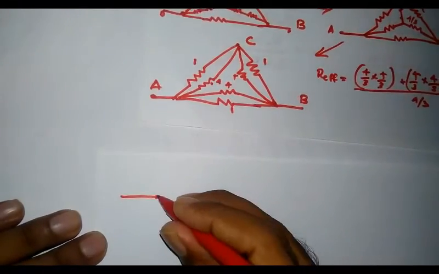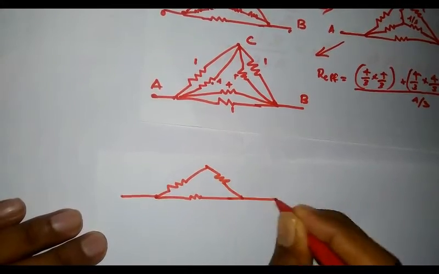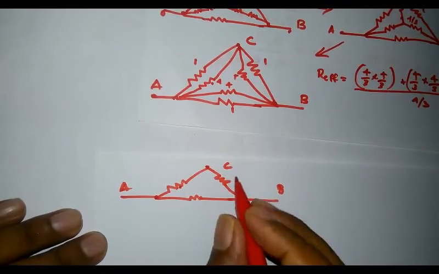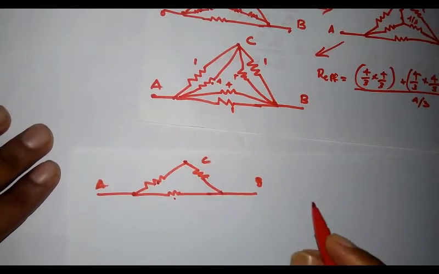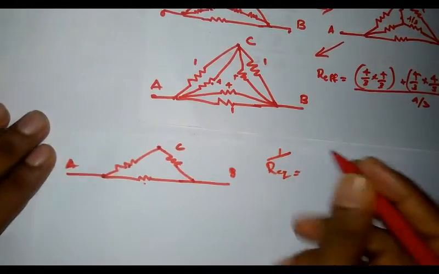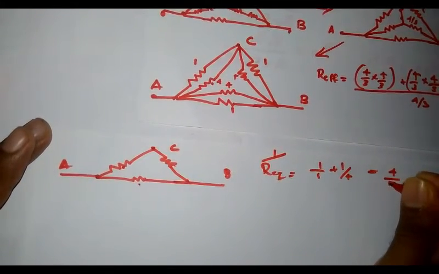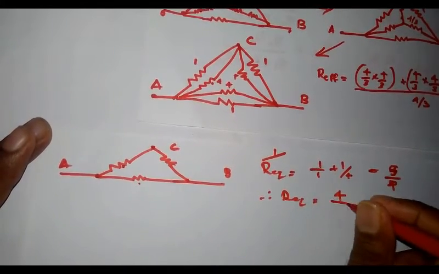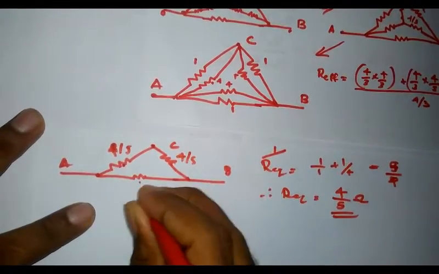The equivalent circuit will get reduced to a single delta consisting of 3 resistors. That is, this network is A, this is B, and this is C, and each is the equivalent of 1 and 4 in parallel. Therefore, 1 by R equivalent is equal to 1 by 1 plus 1 by 4, and that is equal to 5 by 4, and therefore R equivalent is equal to 4 by 5 ohm. Therefore, each of these arms is equal to 4 by 5.